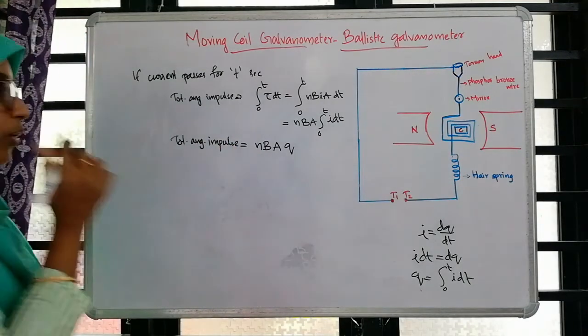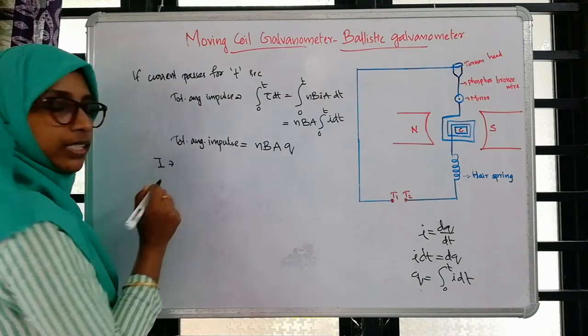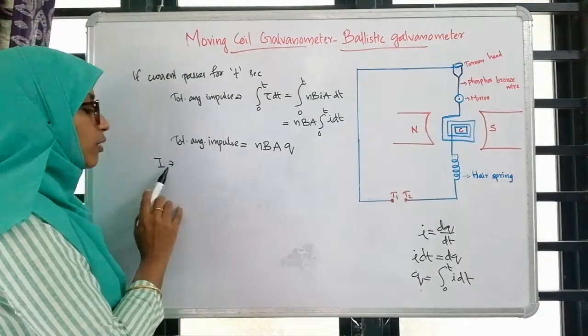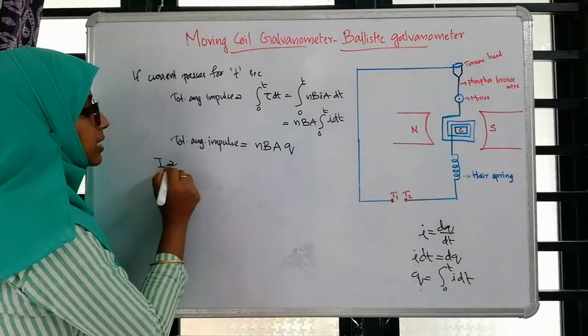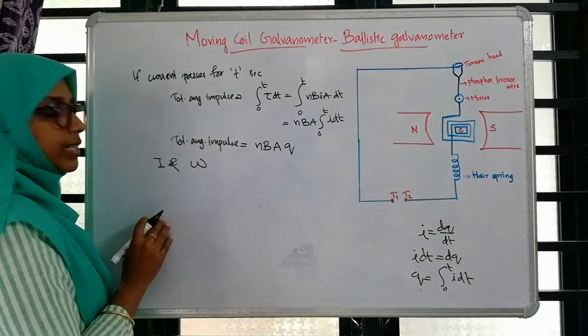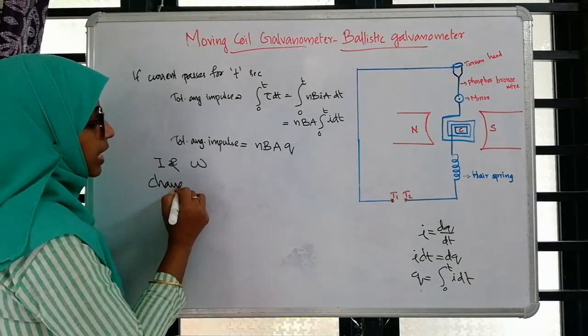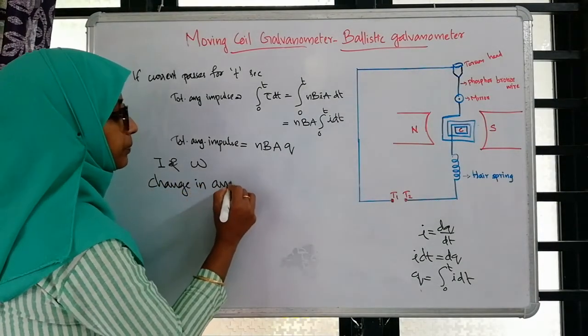Now we know I is the moment of inertia of the coil about the axis of the coil, and omega is the angular velocity. We can say the change in angular momentum in that coil can be represented as the change in angular momentum.